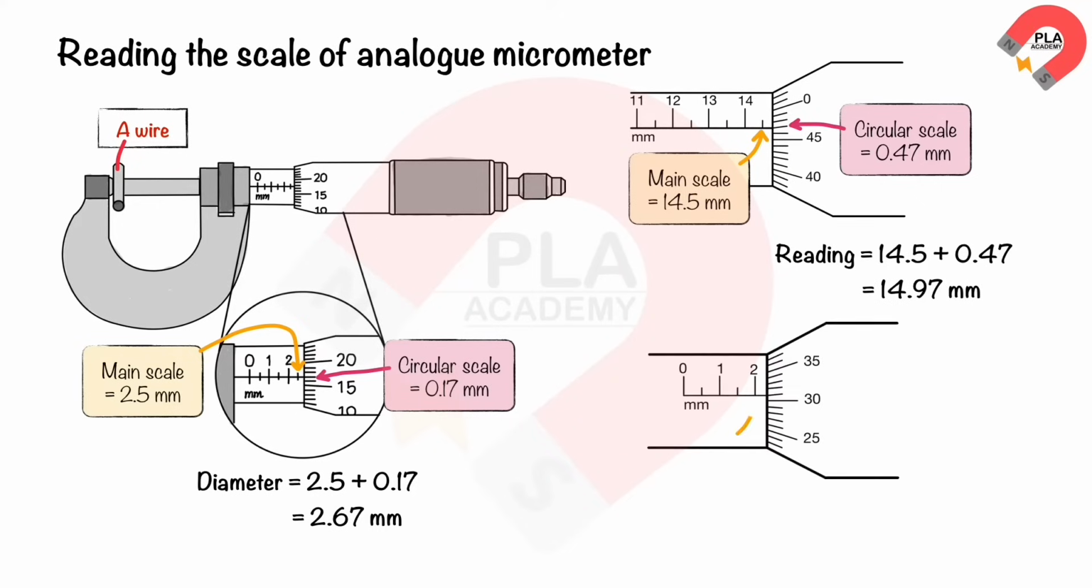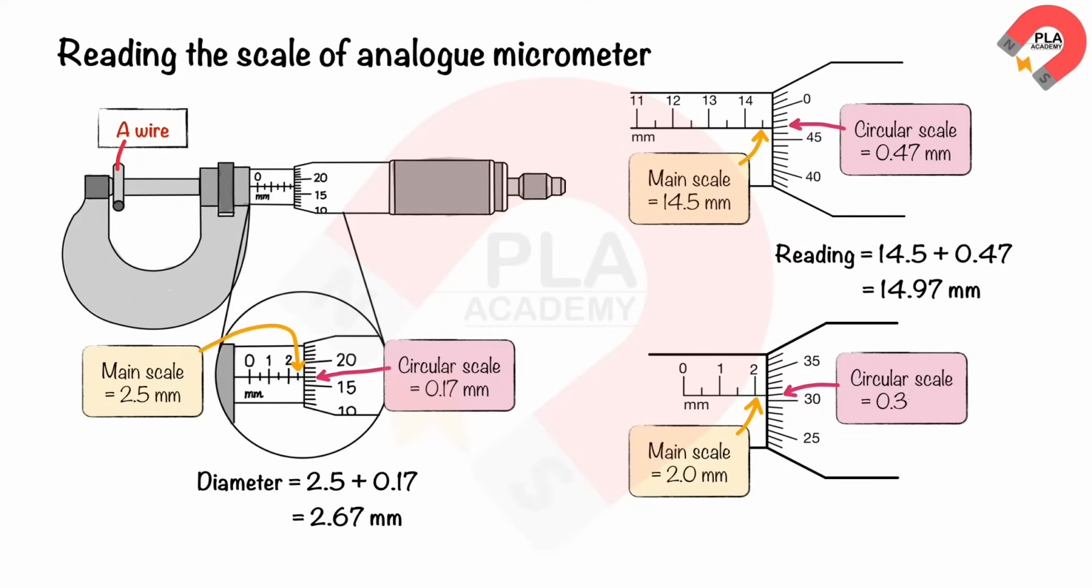Second example, the main scale is 2.00 millimeters. The circular scale is 0.31 millimeters. So, the total reading is 2.31 millimeters.